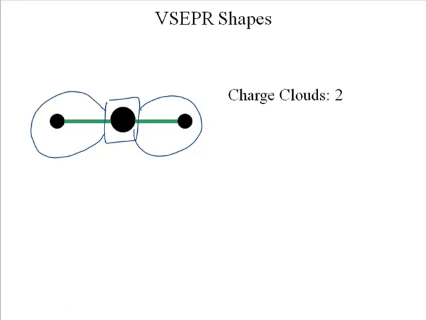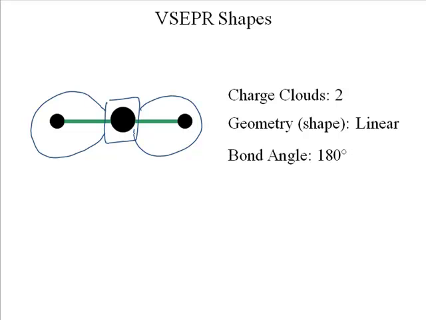Whenever you find 2 charge clouds on your molecule, the name of this geometry, or the name of this shape, is linear. So this molecule has linear geometry, and as you probably remember from a math class, when something is linear, it has 180 degrees between the two ends. So the bond angle between that bond and this bond is 180 degrees. This is the linear geometry through VSEPR theory, and it's the simplest one you're likely to encounter.